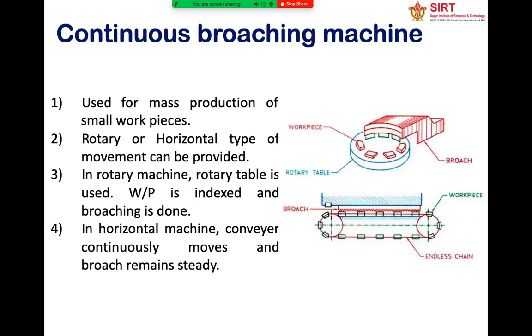And in the continuous broaching machine, the workpiece rotates continuously. This is a difference between the horizontal and vertical. The workpiece rotates continuously. That is why it's called a continuous broaching machine. And it is generally used for mass production of small workpieces. It may be of rotary type or horizontal type. In a rotary machine, a rotary table is used, the workpiece is indexed, and broaching is done. It's very simple. In a horizontal machine, you can see in the figure that the conveyor continuously moves and the broach remains steady. So the broach tool remains steady and the workpiece moves continuously.